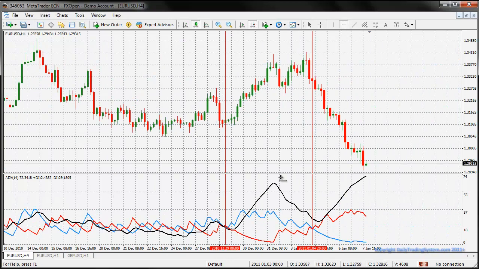Now this black line here, this is referred to as your ADX. The red line is your negative directional index. Now notice the word directional.